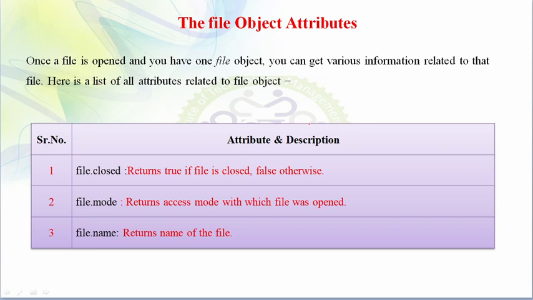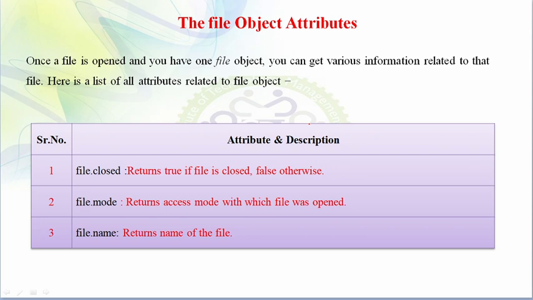Now, before moving towards the actual file handling examples, there are certain file object attributes that we should study. That means once a file is opened and you have the file object, you can get various information related to that file. The various attributes are listed here below.